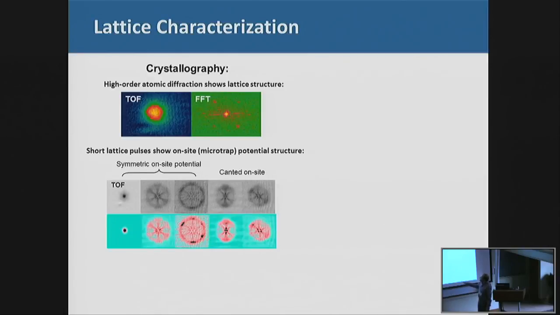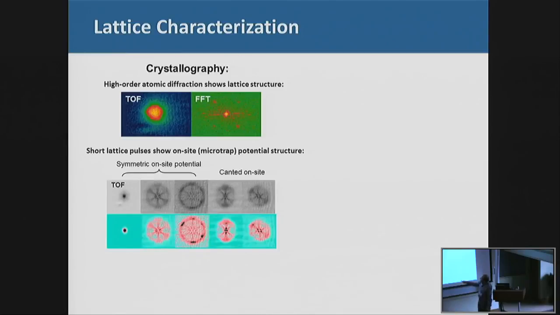We can do similar types of things by pulsing the lattice on very quickly, and that produces time of flight patterns that look something like this. This tells you about the detailed structure inside of that lattice site. And so what's happening is basically all the atoms are collapsing to the bottom of the trap, and you're seeing the interference pattern after that has happened.